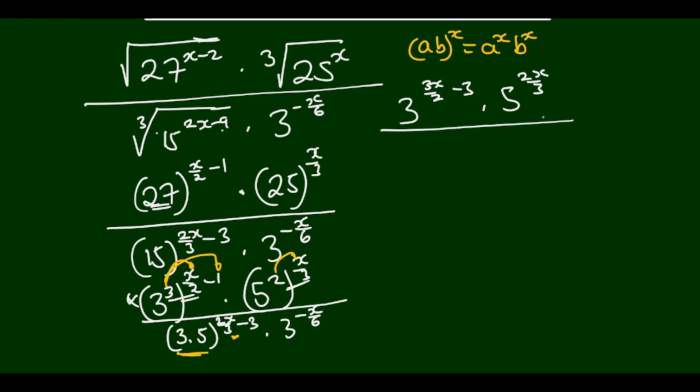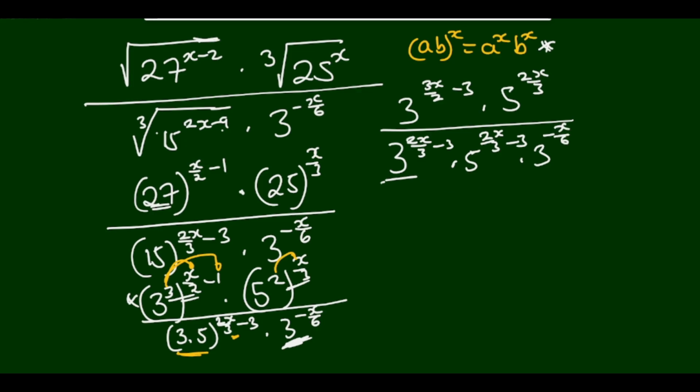Okay, and then here is a power of a product that I showed you here. So it's going to be 3 to the power 2x over 3 minus 3, and then 5 again 2x over 3 minus 3 like that, and then this remains as it is, 3 to the power negative x over 6.